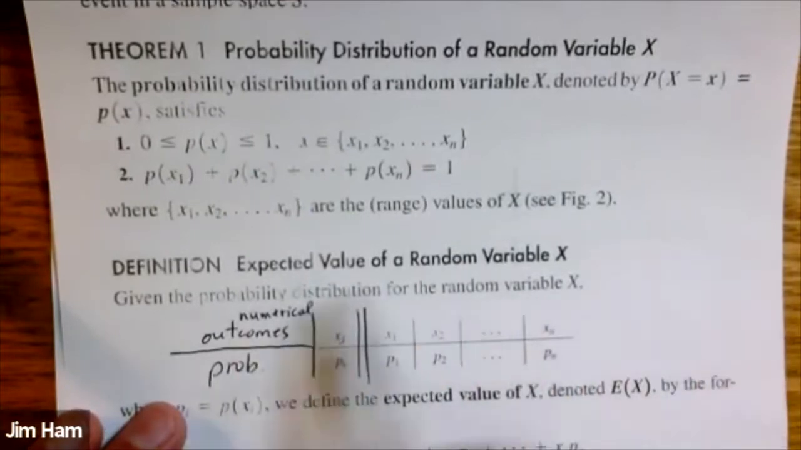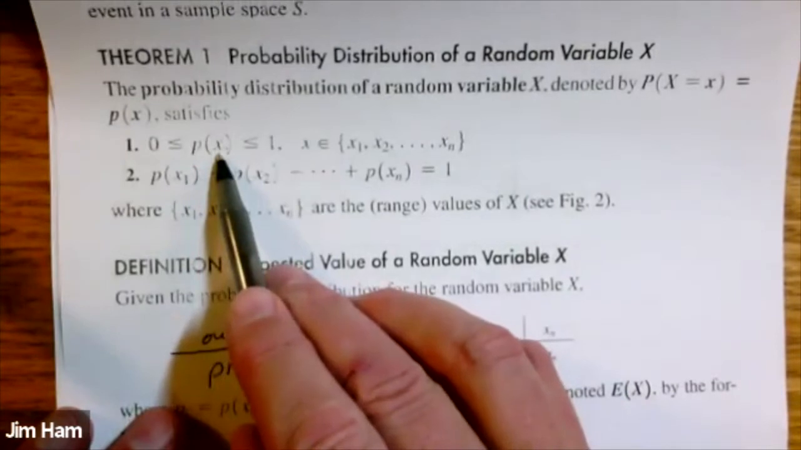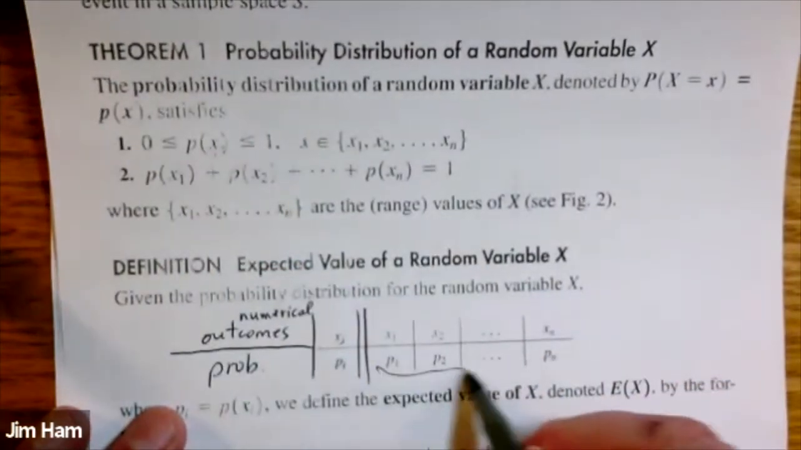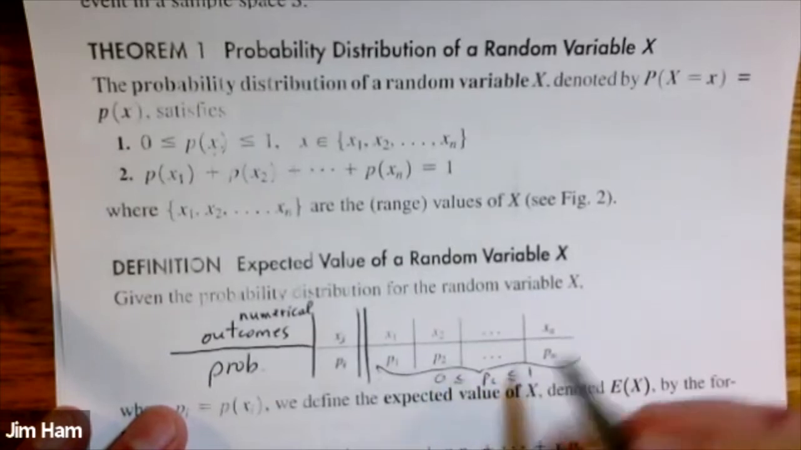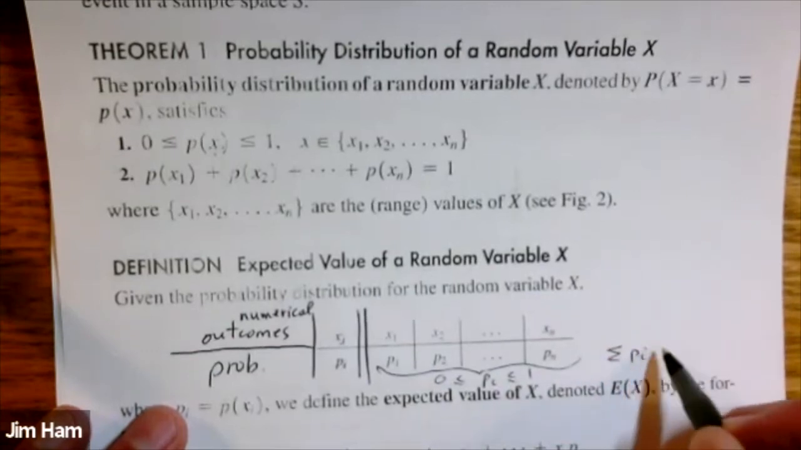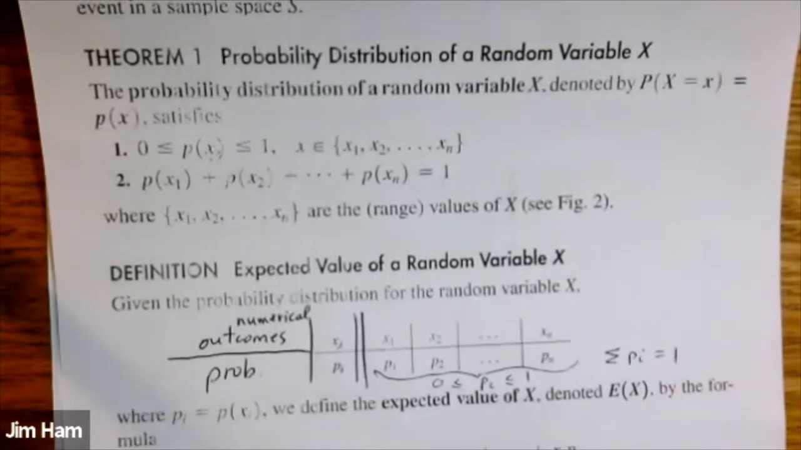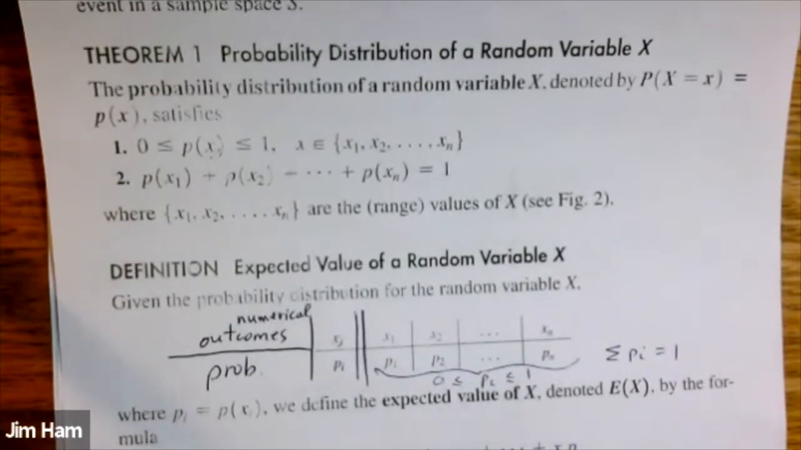What you're going to notice about a probability distribution like this is that every probability has to be a number between 0 and 1. All of these between 0 and 1. And when you add them all up, you have to get 1. If you have a table like this that lists all the outcomes, numerical outcomes, and their corresponding probabilities, and these two conditions hold, then you have completely defined a probability distribution.